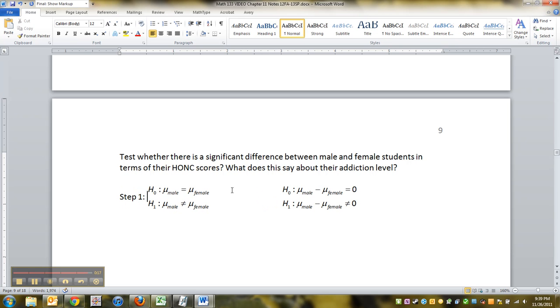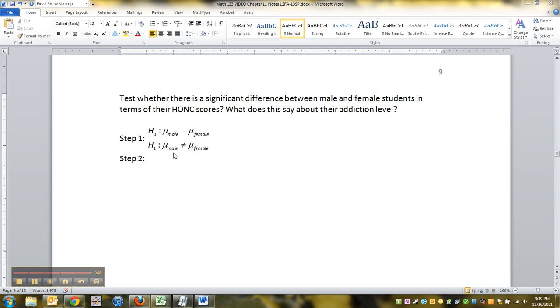Hypotheses. Step 2, you need a significance level. They didn't really give you one, so make it up. Maybe they did. Hold on. Nope, I don't see one in the problem. So let's call it 0.45. And I'll be back here for the next step.